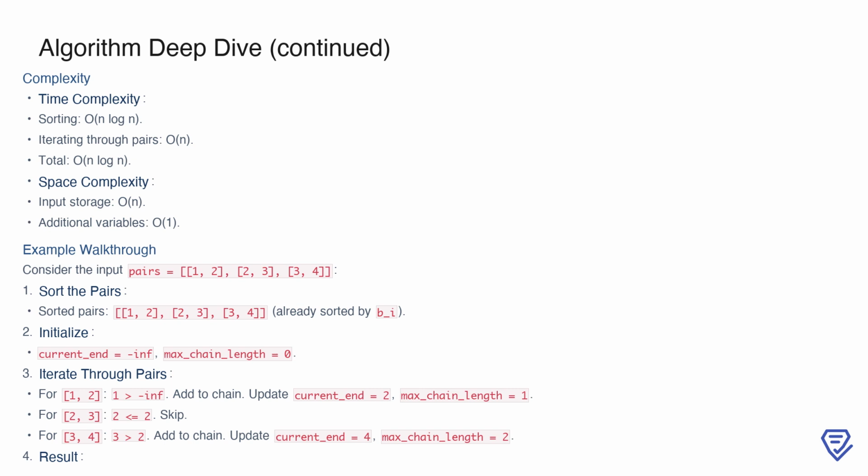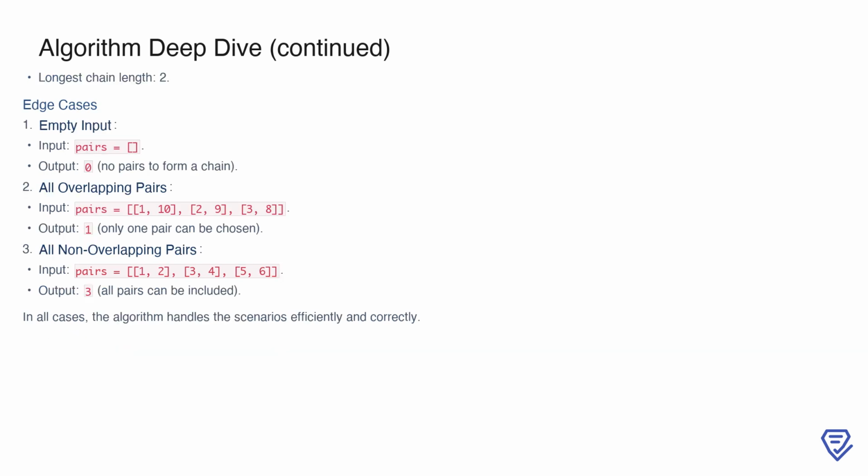The next pair, (2, 3), is skipped because its start time 2 is not greater than the current end time of 2. The last pair, (3, 4), is added to the chain because its start time 3 is greater than the current end time of 2. We update current_end to 4 and increment the chain length to 2. The final result is a chain length of 2. The result from the example confirms that the longest chain length is 2.